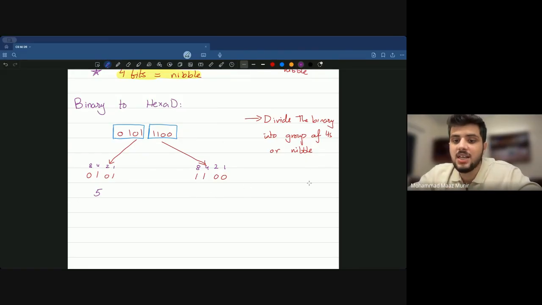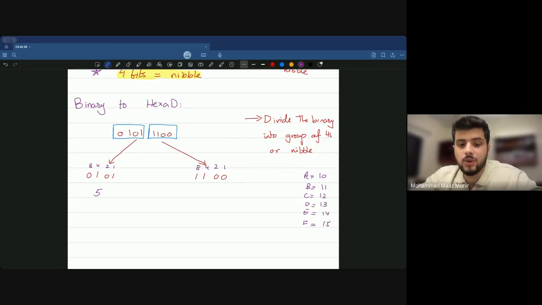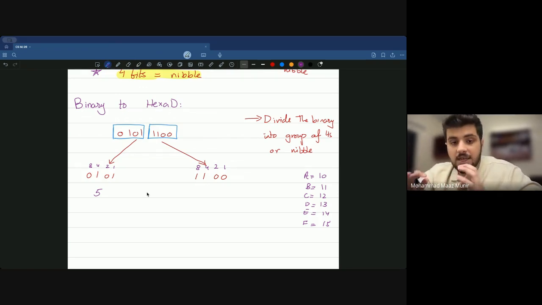So now 12 ko to hum is tarah nahi likh sakte. But the computer scientists did come up with the A, B, C, D, E, F logic, right? So we can say that A corresponds to 10, B is 11, C is 12, D is 13, E is 14, and F is 15. Now usually people are like, we can memorize this, but I would recommend कि आप याद कर भी लो, फिर भी in your exam do write it.